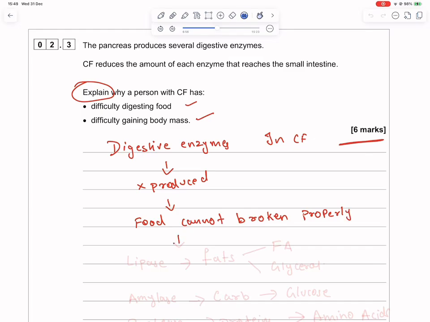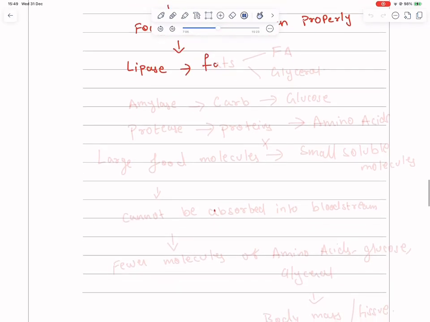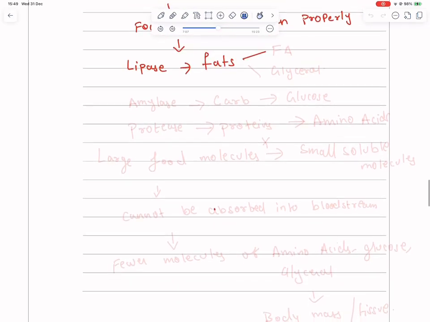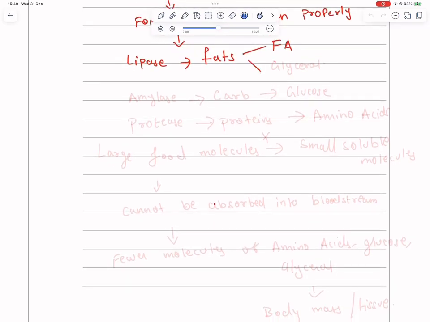Now, you have to name the enzymes to get those 6 marks. For example, lipase breaks down fats into fatty acids and glycerol. Then we also have amylase. Now, amylase breaks down carbohydrates into glucose.